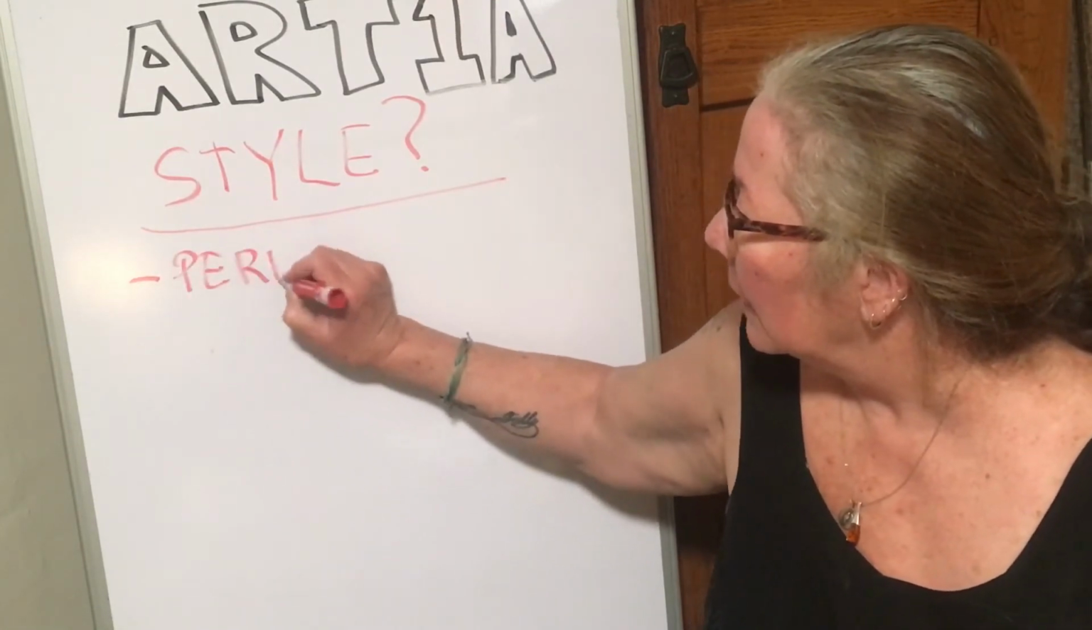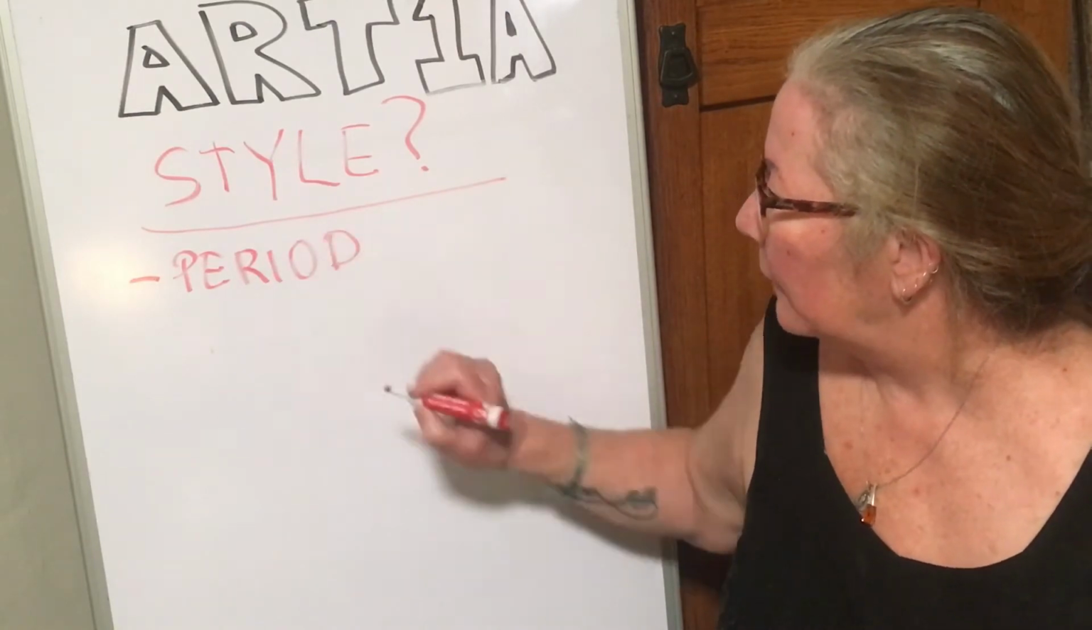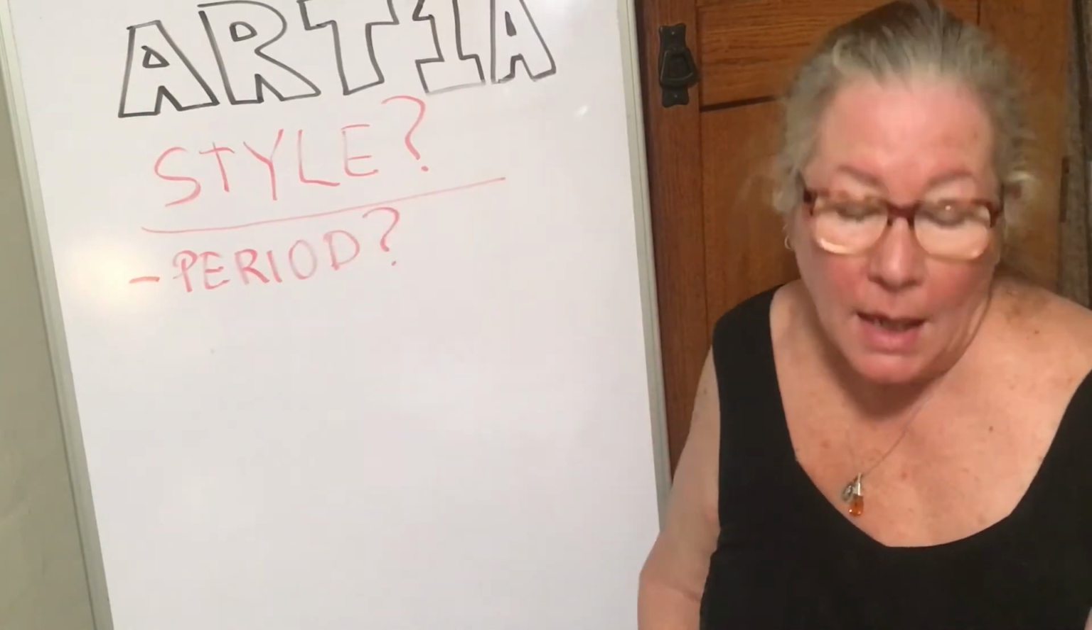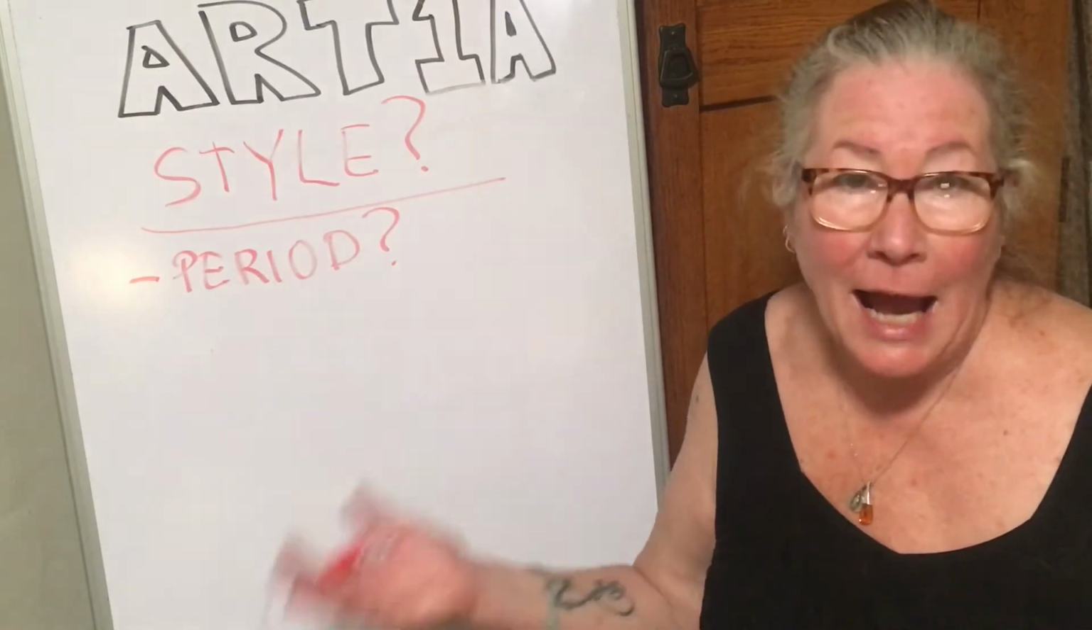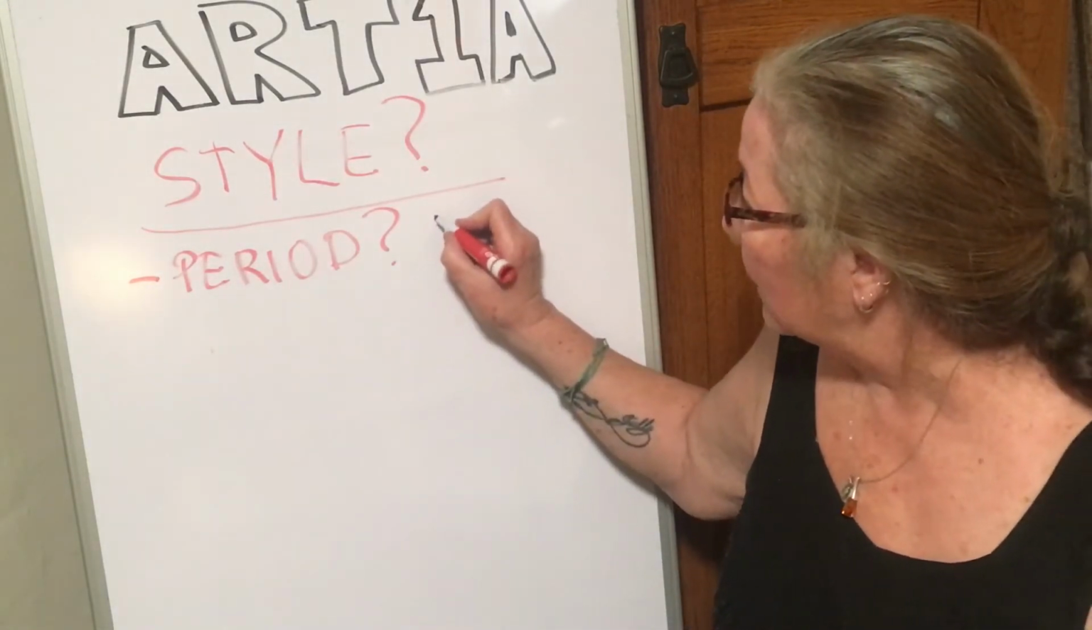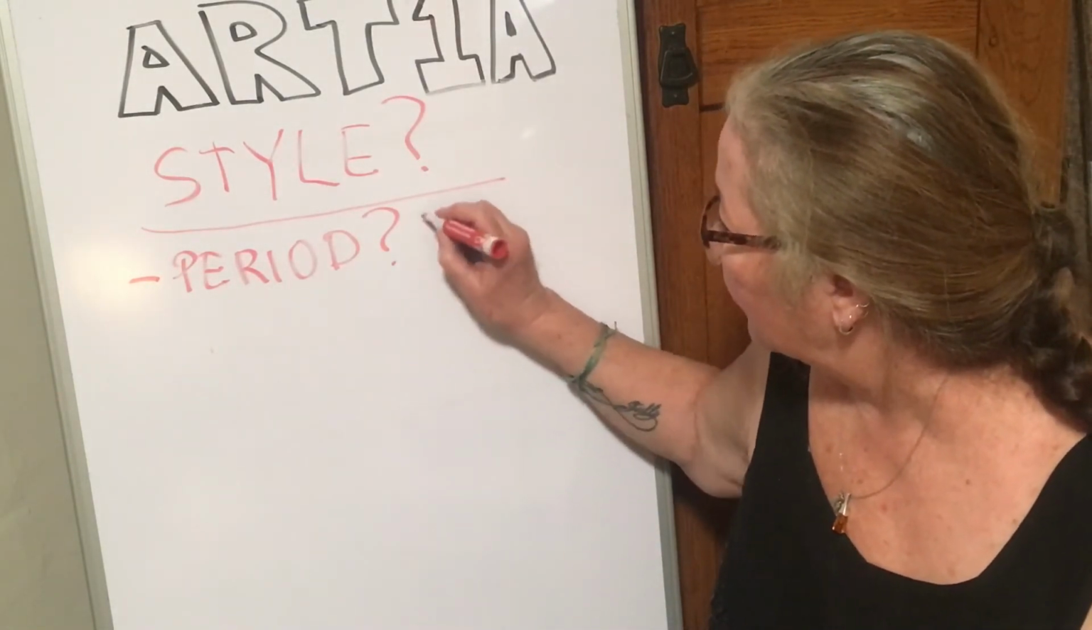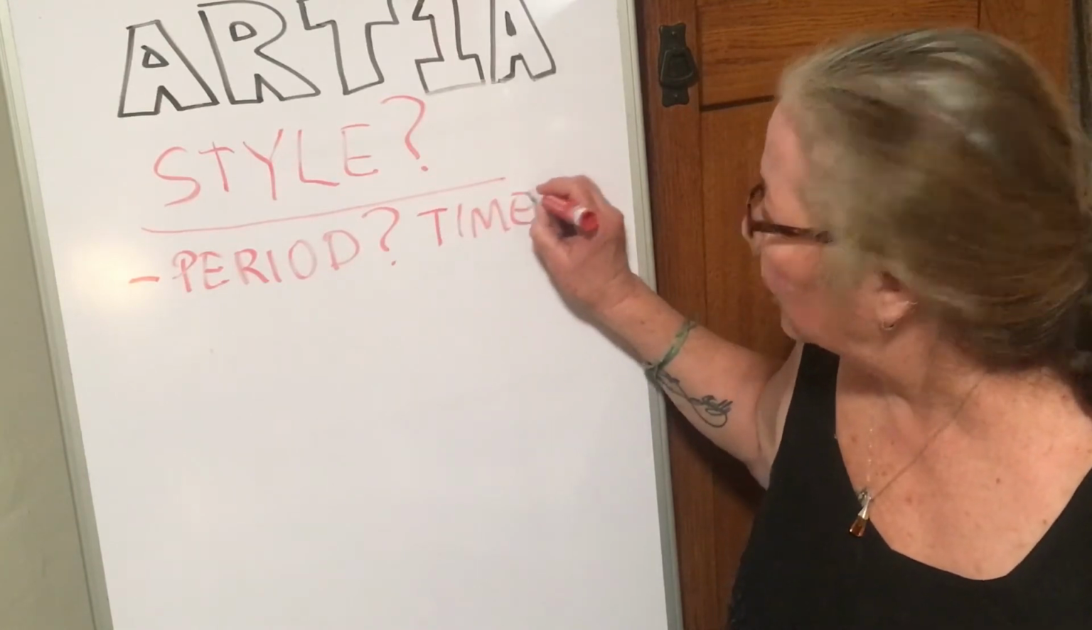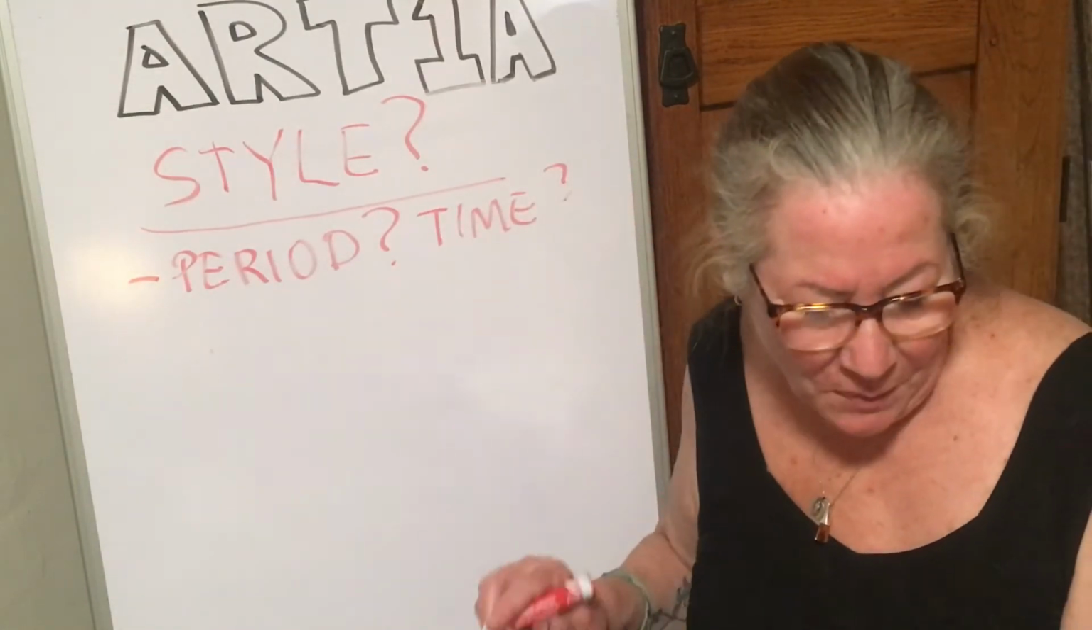What period in history is it from, right? And what that means is the time it was made. You know, what was the time? What time was it? It's 5 o'clock. No, I'm kidding. So what was the time?